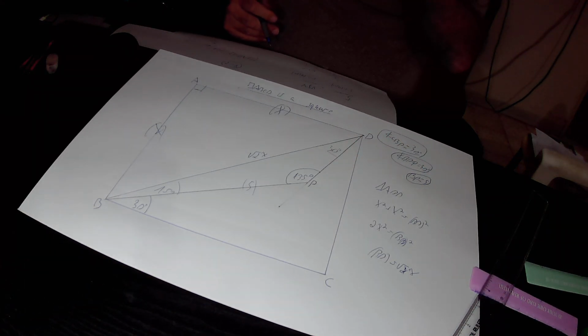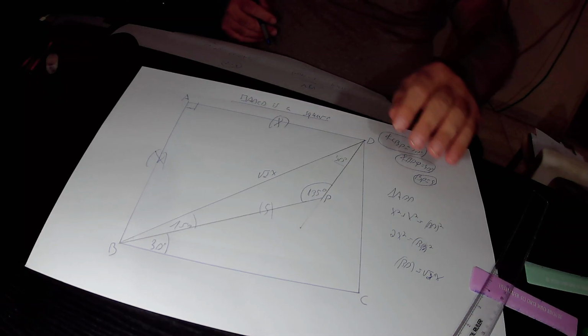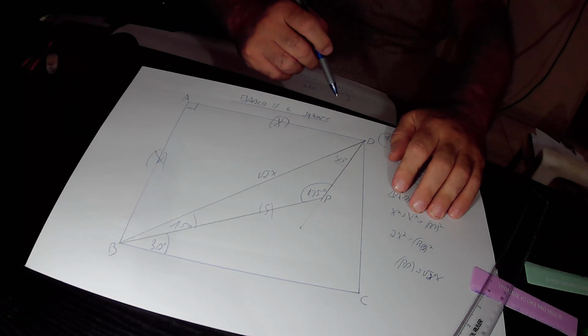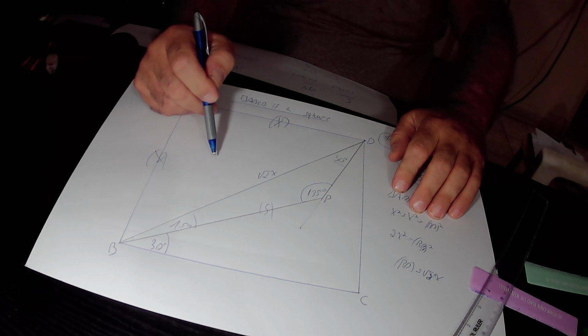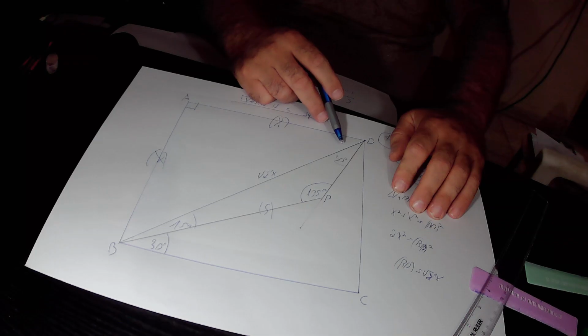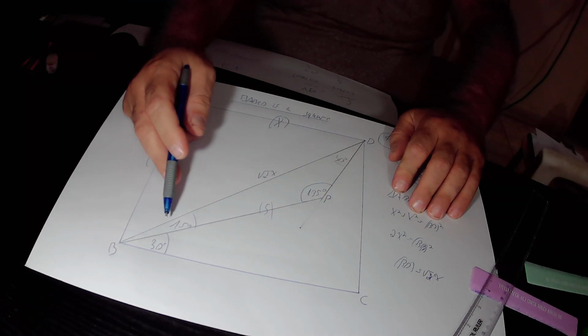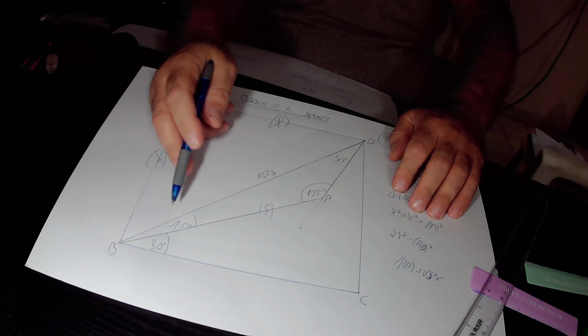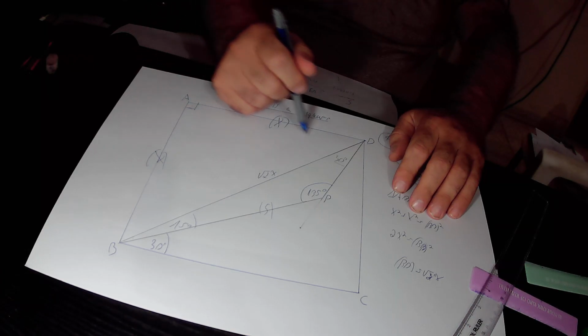Our task in this lecture is to find out the area of this square ABCD. We have DB as the diagonal of this square ABCD. Know that angle PBD is equal to 30 degrees, angle PBC is equal to 30 degrees, and PB equals 5. Our task is to find the area of this square ABCD.